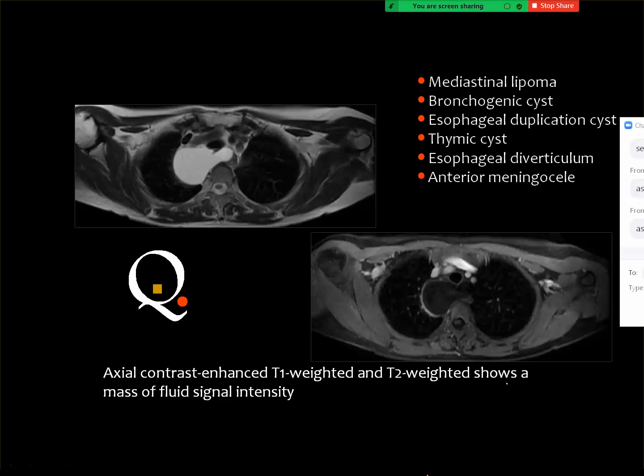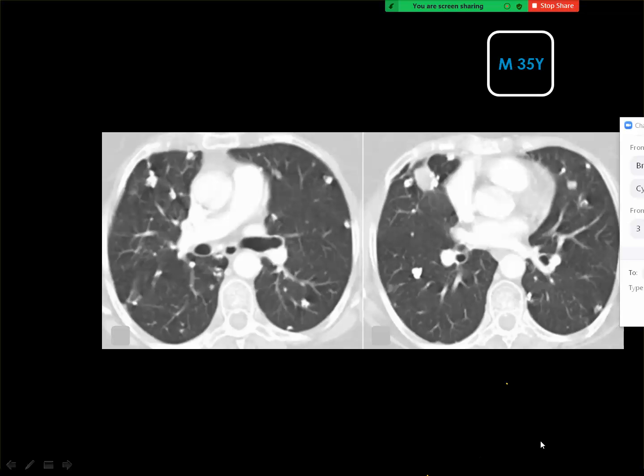Then this is the only case I think of is MRI, and you got a lesion, and this lesion, as you can see, is a cystic lesion, and it shows low signal in the T1, high signal in the T2, and these are the possibilities. Lipoma, bronchogenic cyst, esophageal duplication, thymic, esophageal diverticulum, and meningocele. It's not a meningocele, not an esophageal diverticulum. It is a cyst, and this site is suitable for the diagnosis of thymic cyst.